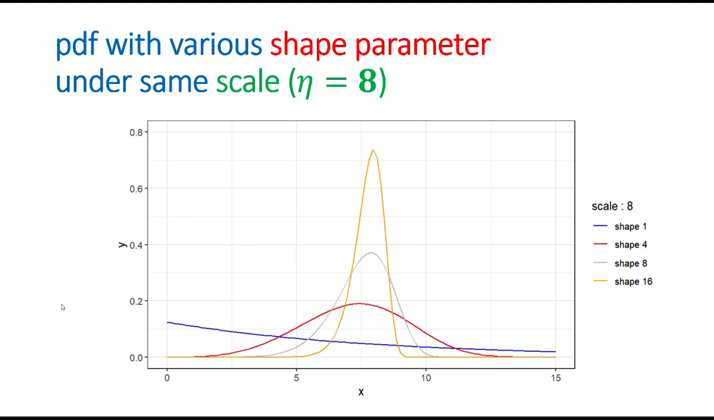Right, let's simulate some results while changing the shape parameter with a fixed scale parameter. So as you can see, after fixing the scale as 8, if you change the shape from 1 to 16, as you can see, at scale 8, time as 8 value, then it shows the highest probability. And the orange curve shows the highest peak because the shape parameter takes the value 16.